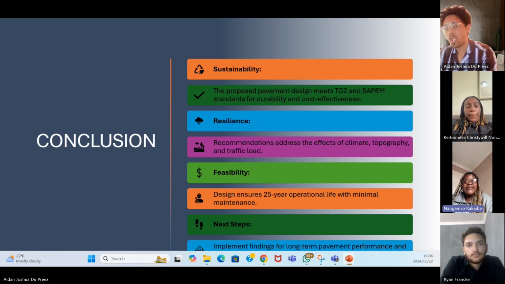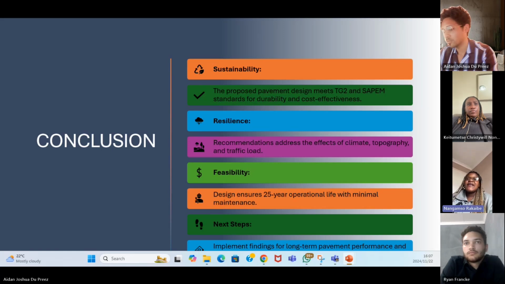Furthermore, based on the grading analysis, the selected materials meet the necessary specifications for the construction of the subbase, base, and asphalt layer. Proper selection of these materials, including the G2 and G5 graded aggregates, ensures that the pavement structure is durable and cost-effective while minimizing maintenance needs.